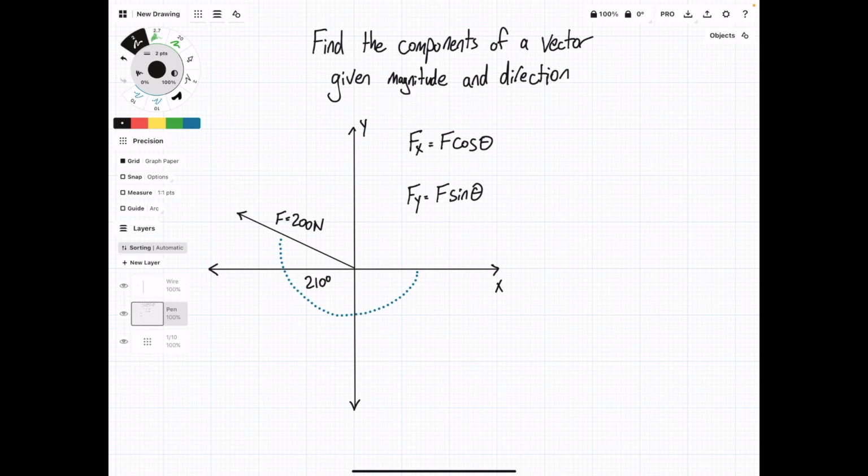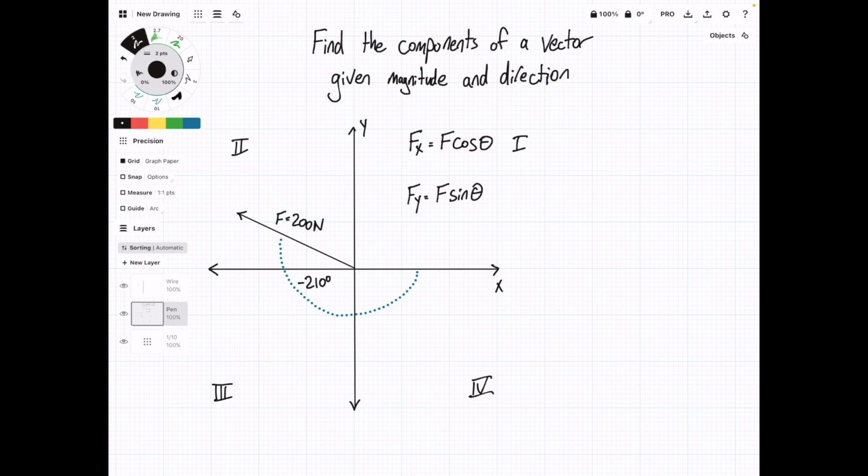For our second problem, let's imagine that we have a force of 200 newtons, and it is at 210 degrees. So we go all the way around, and we end up over in quadrant 3. So again, this is quadrant 1 up in the top right, quadrant 2 in the top left, quadrant 3 bottom left, and then quadrant 4 over here. So we don't really want to deal with some sort of 210 degree value.